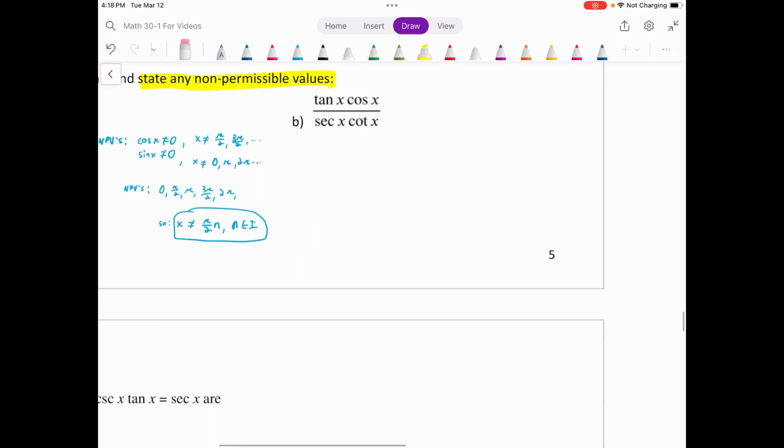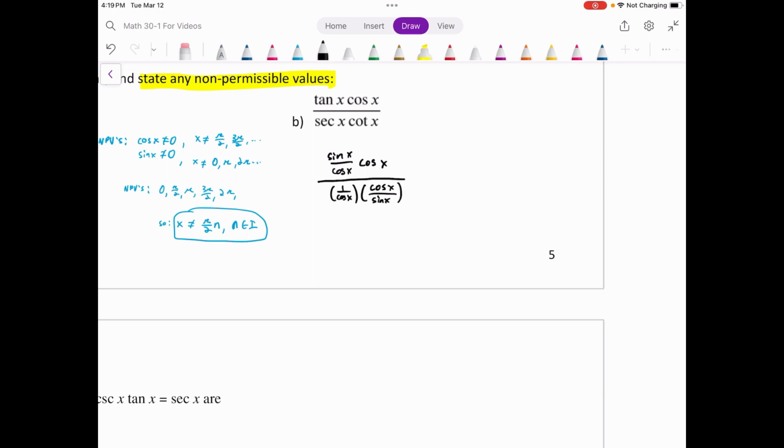I'm going to first turn everything into terms of sine of x and cos of x. So tan of x we know is sine of x over cos of x. That's being multiplied in our numerator by cos of x. In our denominator, we've got secant x, which we know is 1 over cos of x, times cotangent of x, which is the reciprocal of tan. So if tan is sine over cos, cotan is cos over sine.